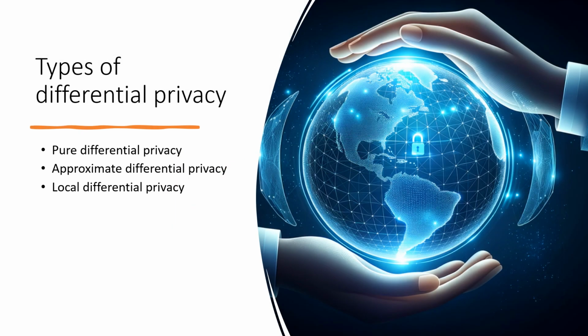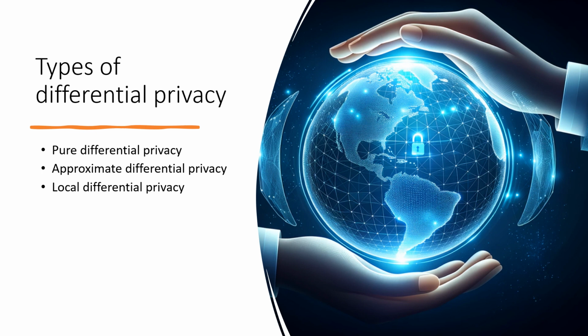When it comes to differential privacy, there are a few different flavors to choose from. It's not quite as simple as vanilla, chocolate, or strawberry. But bear with me, and I'll break it down for you. First up, we have what's called pure differential privacy. This is the strictest form of differential privacy, and it provides the strongest guarantees of privacy protection.